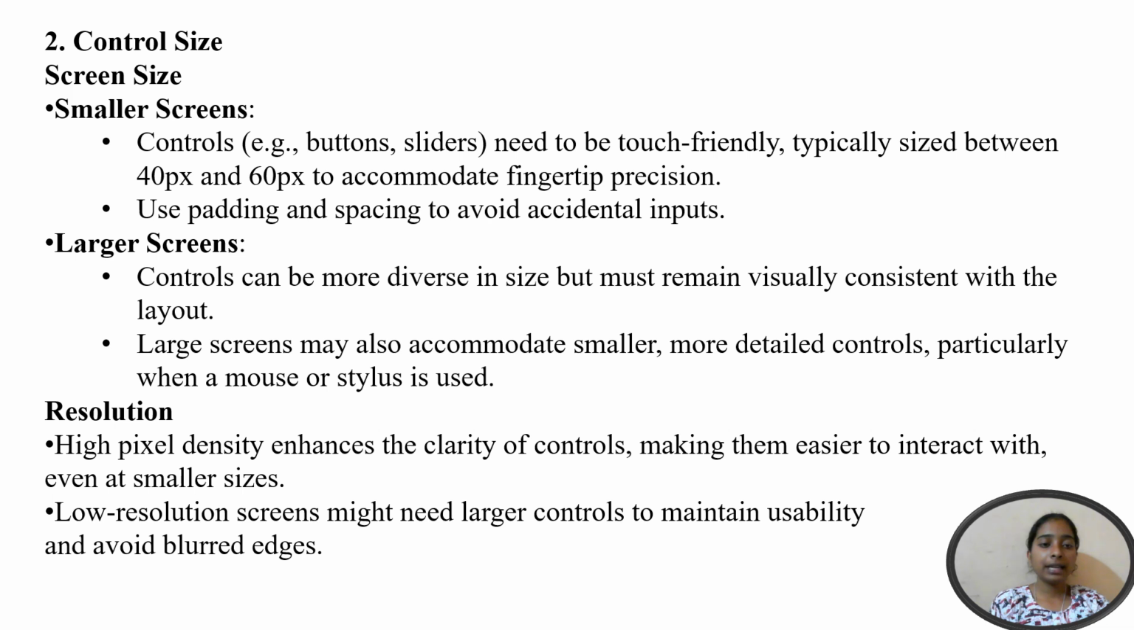On larger screens, controls can be more diverse in size but must remain visually consistent with the layout. Larger screens may also accommodate smaller, more detailed controls, particularly when a mouse or stylus is used. In resolution, high pixel density enhances the clarity of controls, making them easier to interact with even at smaller sizes. Low resolution screens might need larger controls to maintain usability and avoid blurred edges.